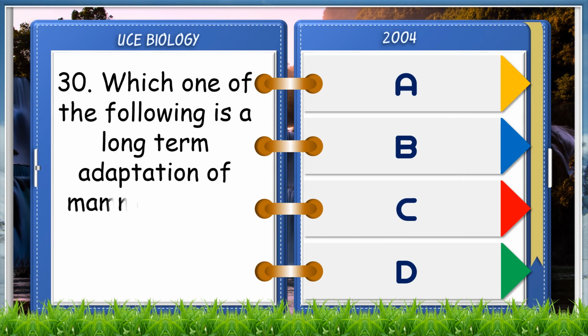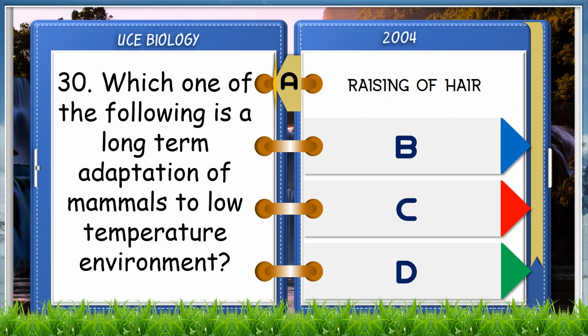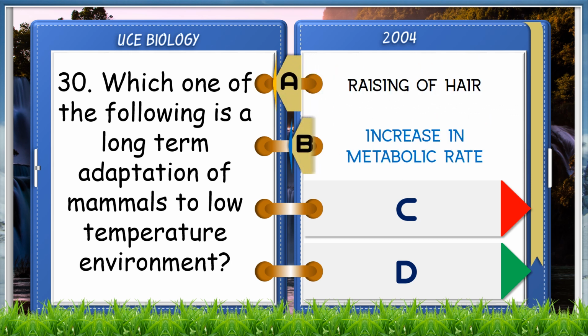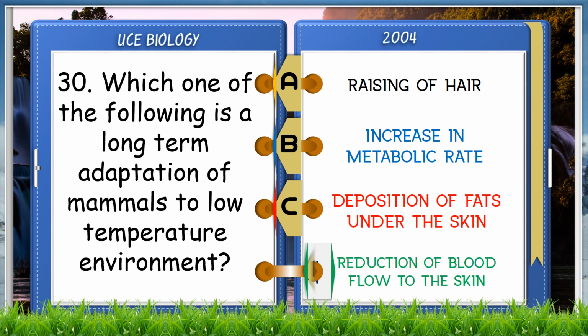Which one of the following is a long-term adaptation of mammals to low temperature environment? A. Raising of hair. B. Increase in metabolic rate. C. Deposition of fats under the skin. D. Reduction of blood flow to the skin. The answer is C. Deposition of fats under the skin.